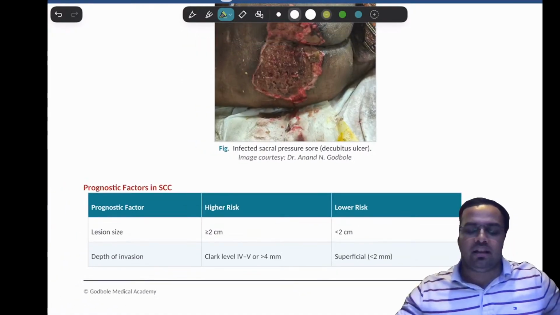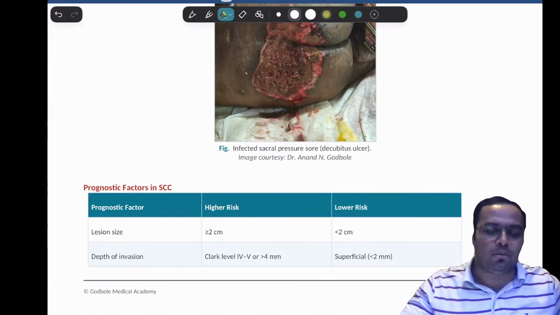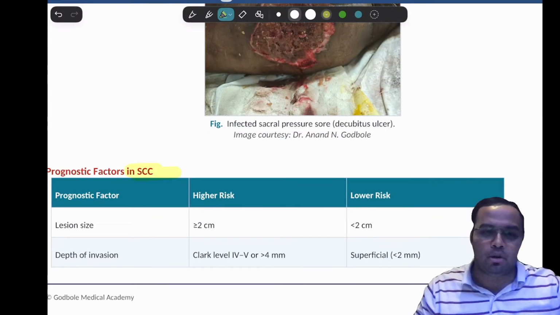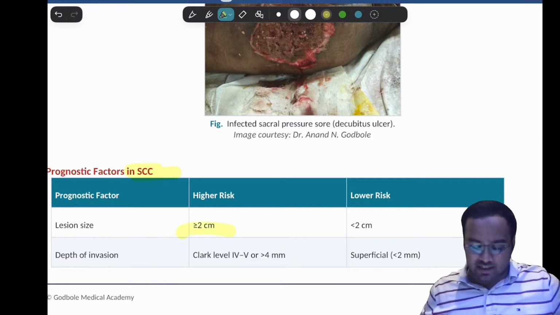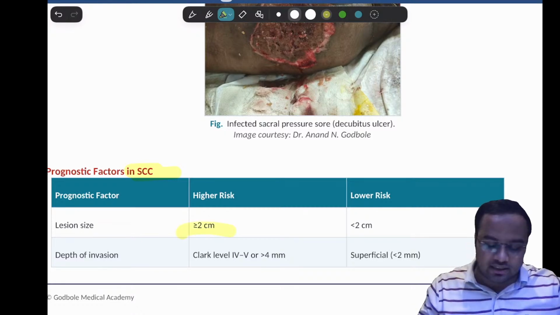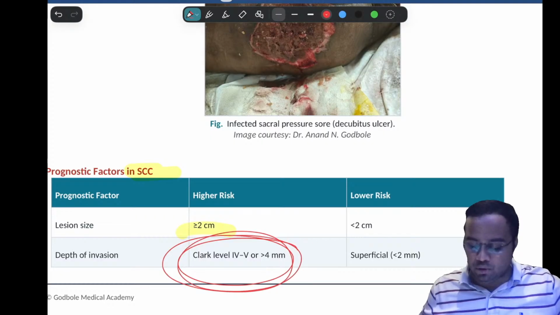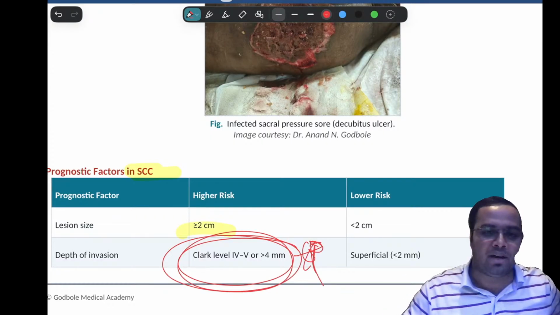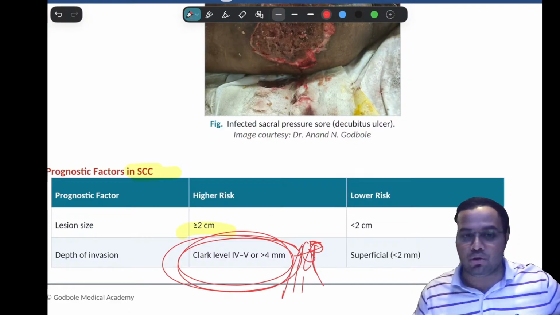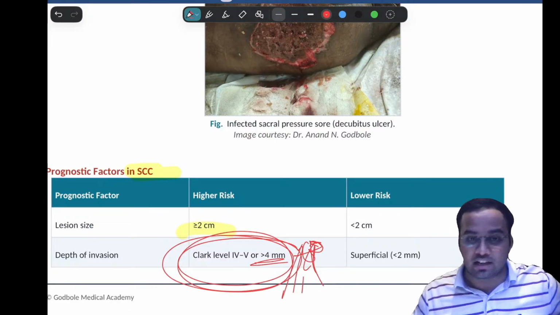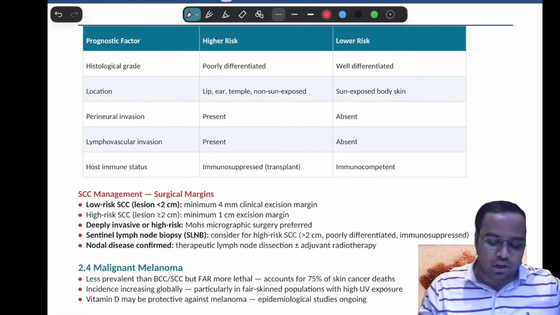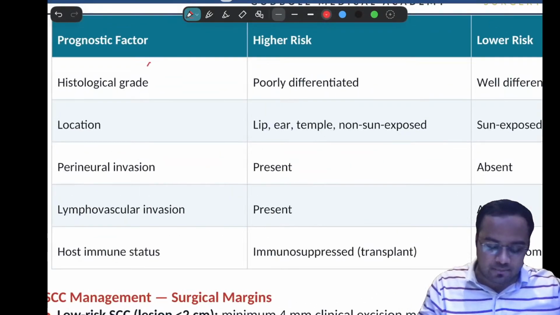So always remember, as we talked about high risk lesions in basal cell carcinoma, similarly we are going to talk about lesions in squamous cell carcinoma. There we talked about the size of 2 cm; here the size is also 2 cm. The depth of invasion, as I told you, is the most important prognostic factor. So highlight it, put it on your walls, put it in your notebook, put it as your wallpaper. The depth of invasion is the most important prognostic factor. If the depth of invasion is more than 4 mm or less than 2 mm, these are bad or good prognostic factors. Histological grading is also called Broders grading.